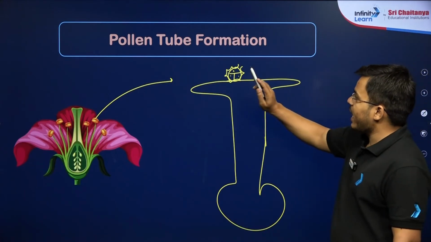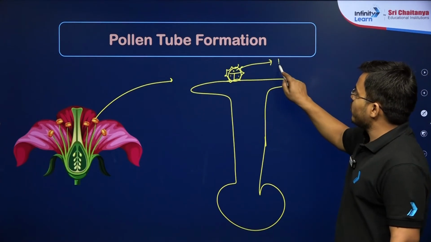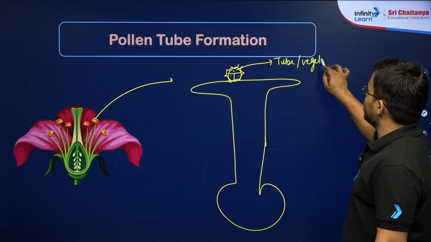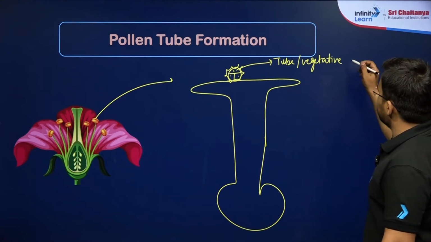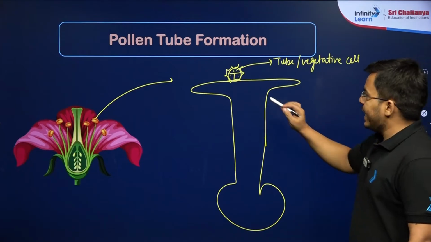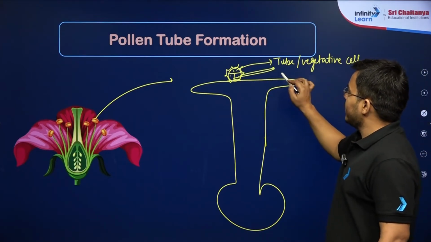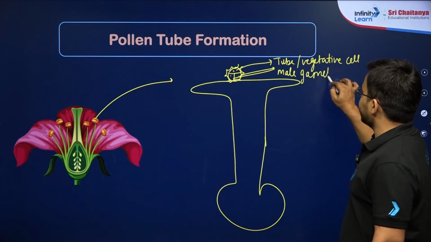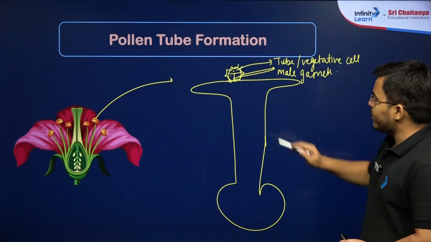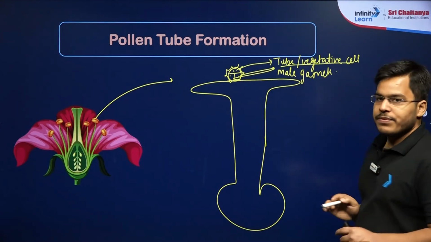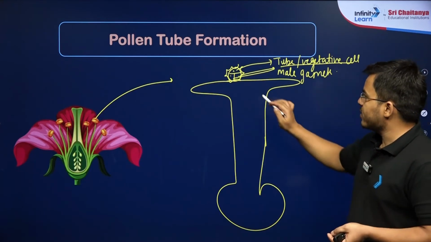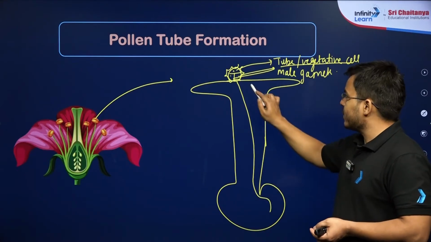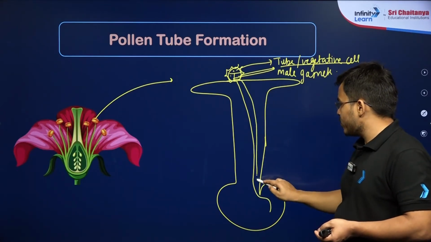Now this pollen grain has three cells inside it. This is the tube cell, having the tube nucleus, which we can also call the vegetative cell. The next two cells you can see are the male gametes, so there are two male gametes inside one pollen grain. Now the tube nucleus, or vegetative cell nucleus, forms a pollen tube, a tube-like structure like this.